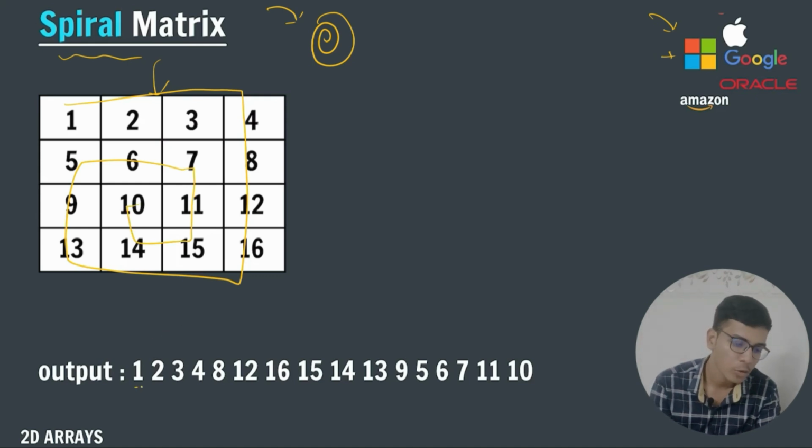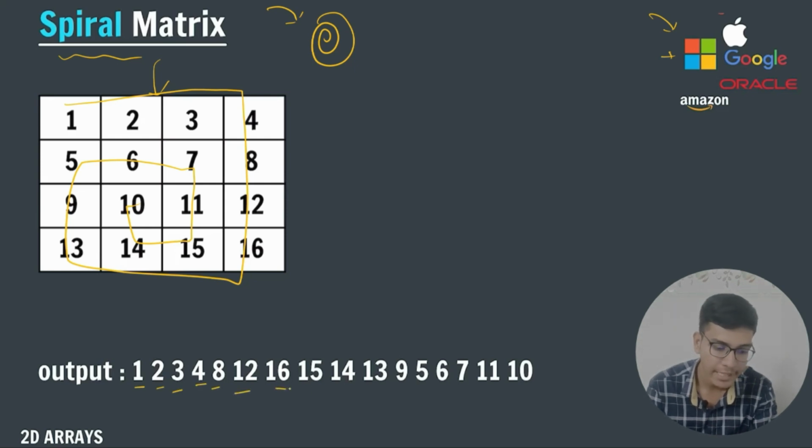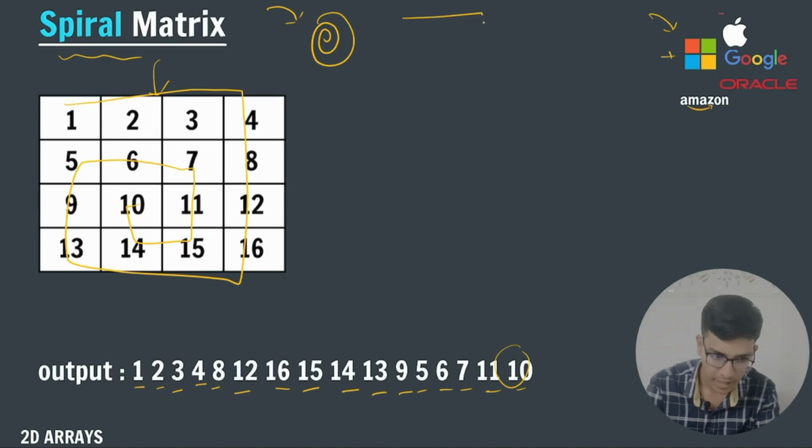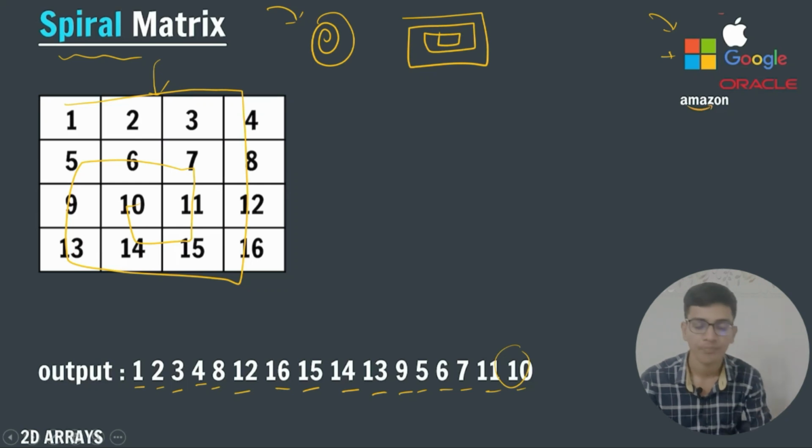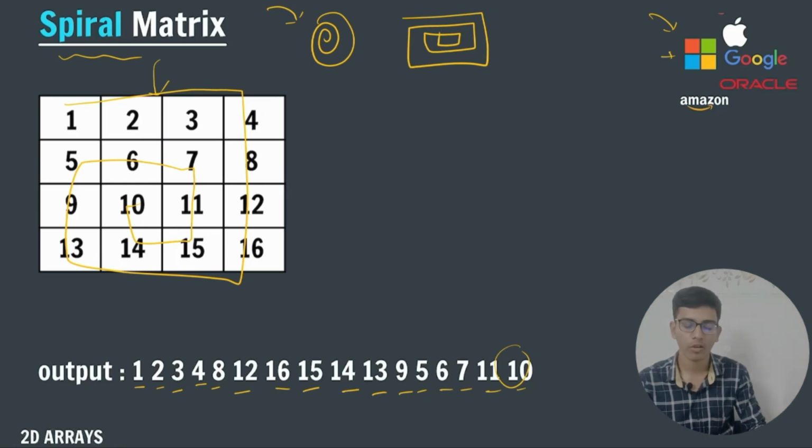So the output will be: 1 will be printed first, after that 2, 3, 4, 8, 12, 16, 15, 14, 13, 9, 8, 7, 11, and finally 10. So I want to print our elements in this spiral fashion. This is the basic ask, or basic need, for our question. So this is the main concept of the question.